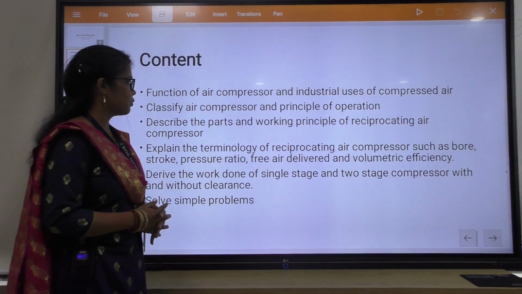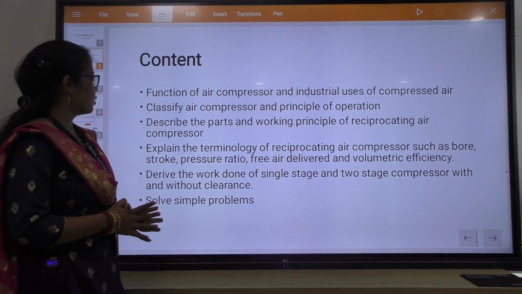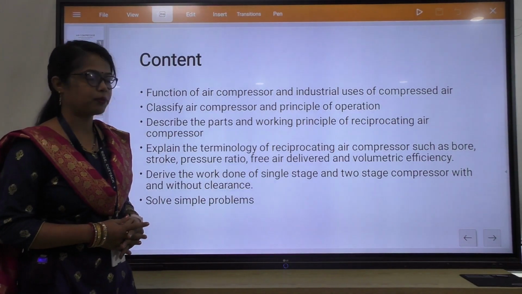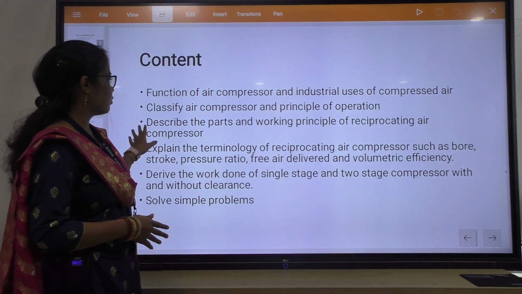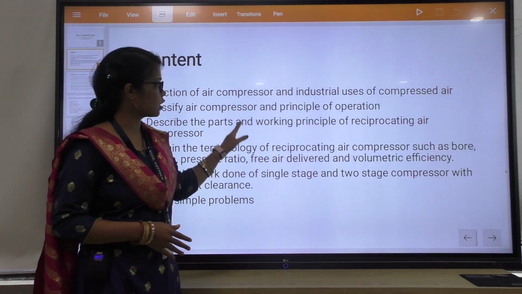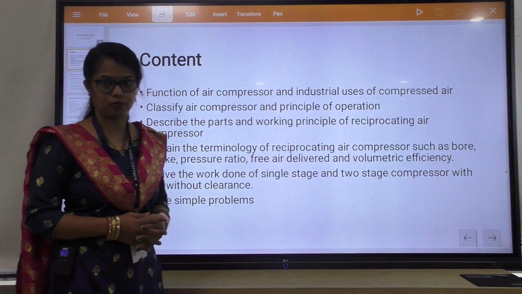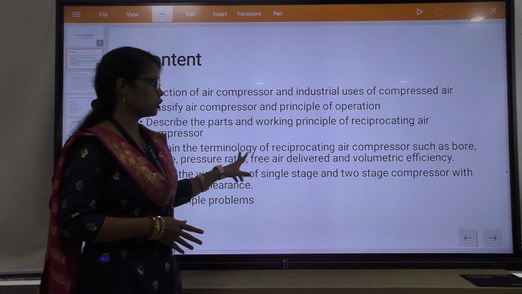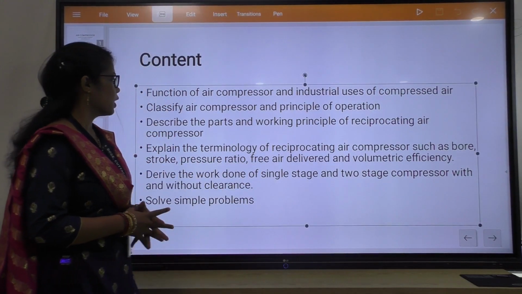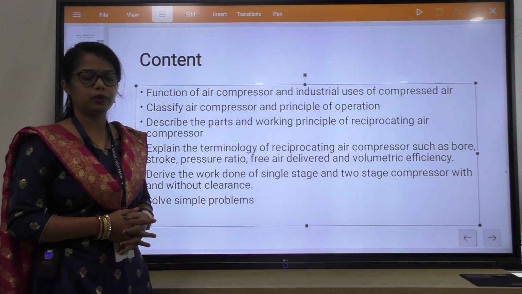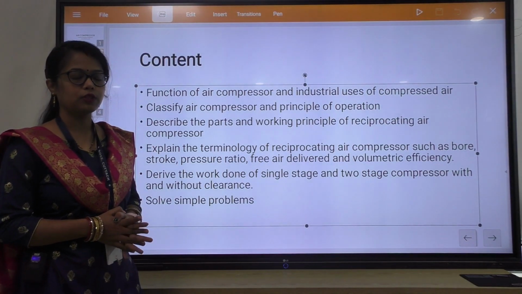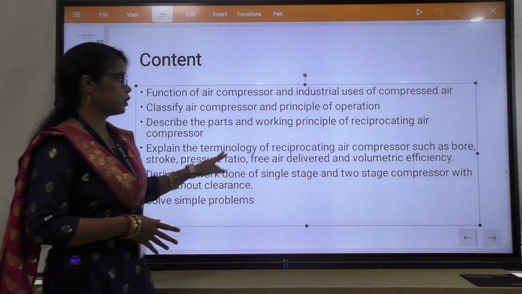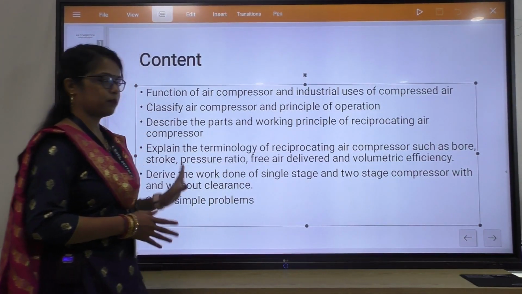So, in the first class, I have covered the function of air compressor and industrial uses of compressed air, and also the classification of air compressor and the principle of operation of air compressor, and also the terminologies of reciprocating air compressor, and the different parts of air compressor. So today in this class I will tell you the working principle of reciprocating air compressor.